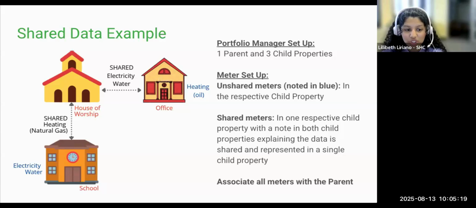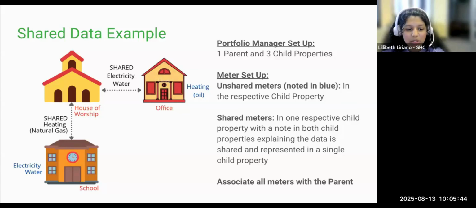When it comes to the shared meters or usage, those should be added to one of the child properties. So for example, the house of worship is sharing a heating system with the school. Where should we report the natural gas usage? We'd recommend reporting it at the child where the physical meter or equipment lives in real life.